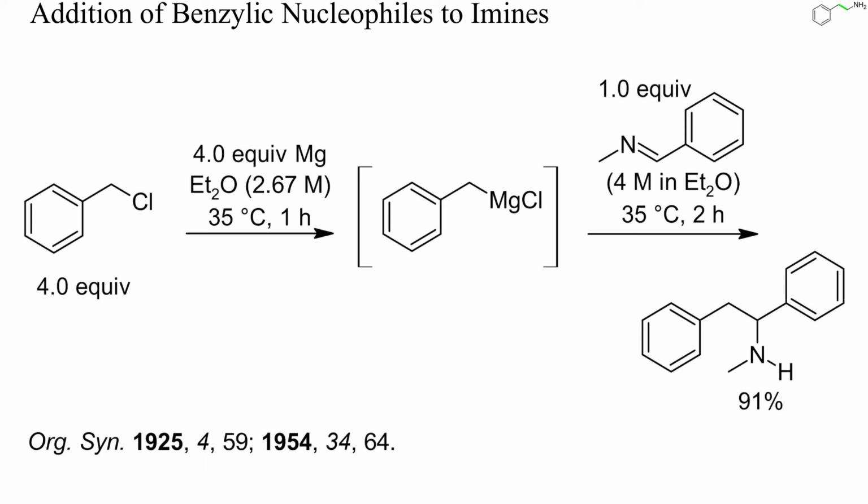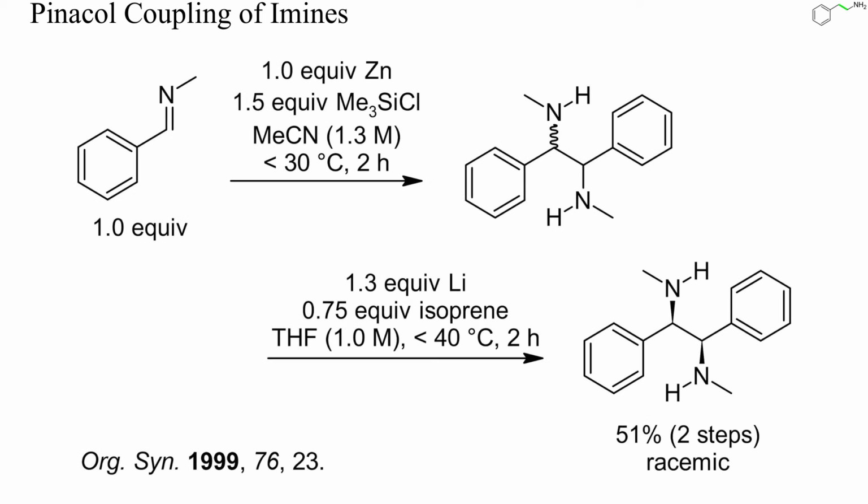The main problem with this strategy is that during its preparation, the Grignard reagent can be benzylated by unreacted benzyl chloride. This would yield 1,2-diphenylethane as a byproduct. This side reaction becomes faster with more reactive benzyl halides, for instance benzyl bromides or electron-rich benzylic chlorides. Imines also undergo reductive dimerization, as in the pinacol coupling.